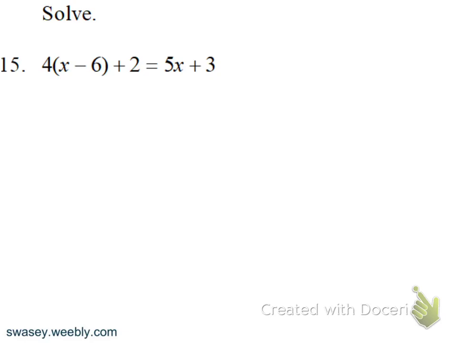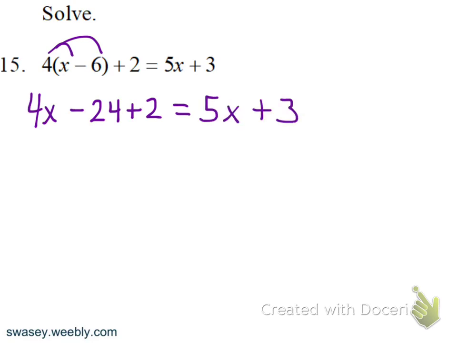Distribute to get rid of the parentheses. 4 times x is 4x, 4 times negative 6, negative 24. On the left side, we've got some like terms to combine. Negative 24 plus 2 is negative 22.